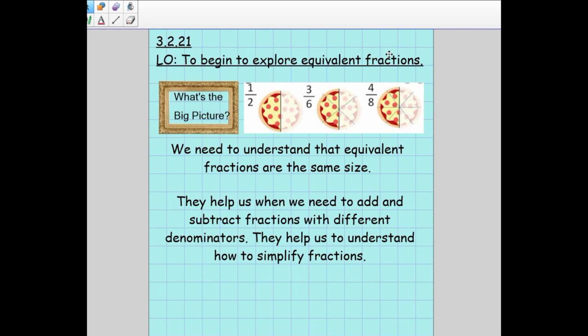For today's lesson, we're going to begin to explore equivalent fractions. What's the big picture? We need to understand that equivalent fractions are the same size. They help us when we need to add and subtract fractions with different denominators, and they help us to understand how to simplify fractions.